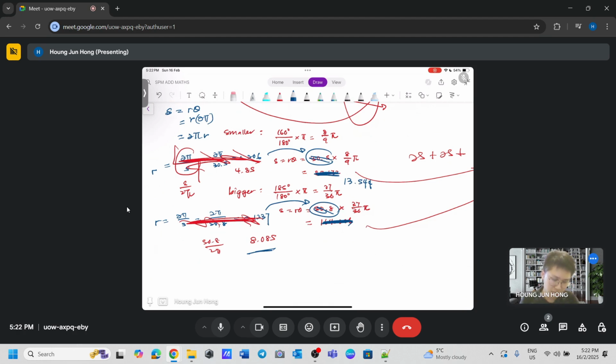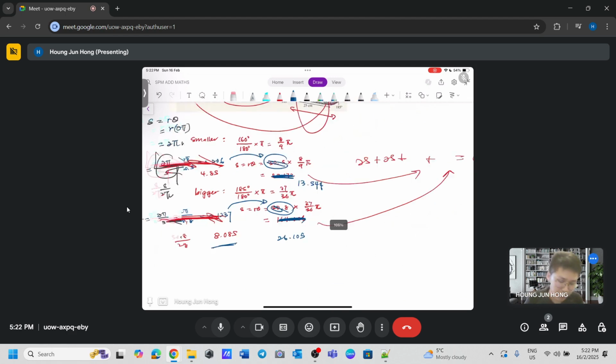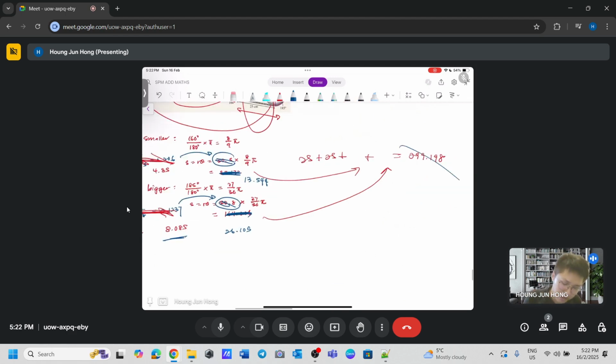Then you have 8.085 over here, multiplied by this one, you should get 26.105. Then put it all together, and you should then be able to figure out the whole distance. Let me just check the answer real quick. Correct. Then just put everything together, and you should be able to get the final answer, something around 89.66.